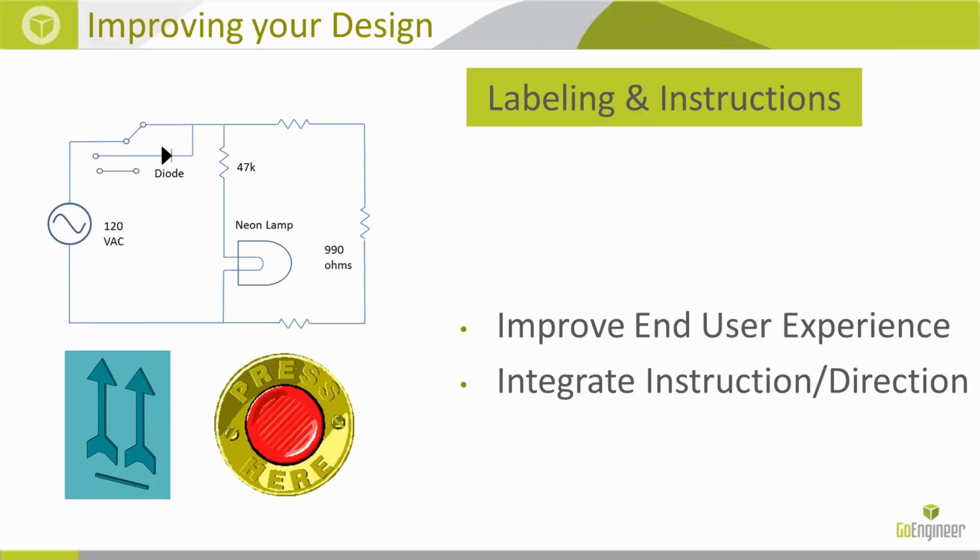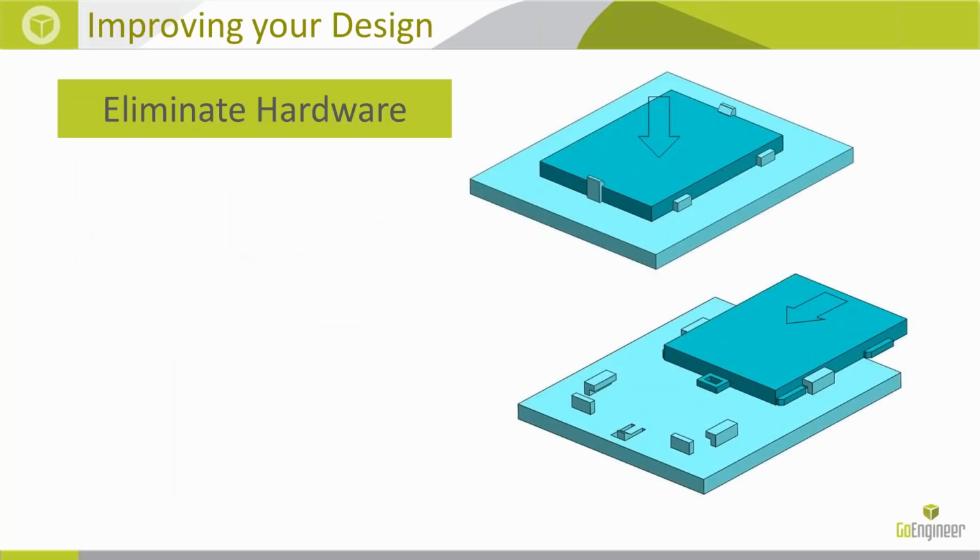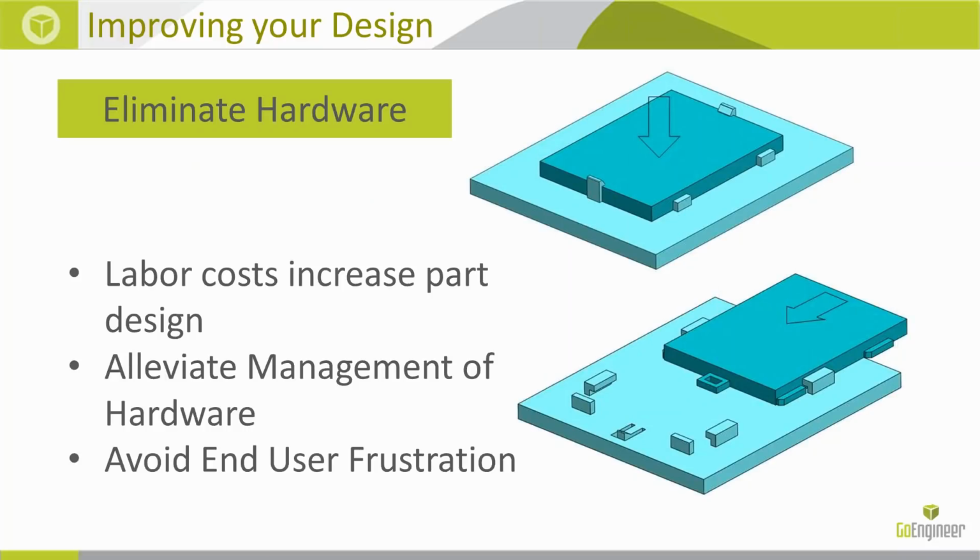Okay, eliminating hardware. Why is this important? Hardware introduces a lot of labor costs. Labor costs significantly increase the cost of your part. While the tool is really expensive, labor cost is also a continuous repetitive expense, whereas tooling is a one-time cost.